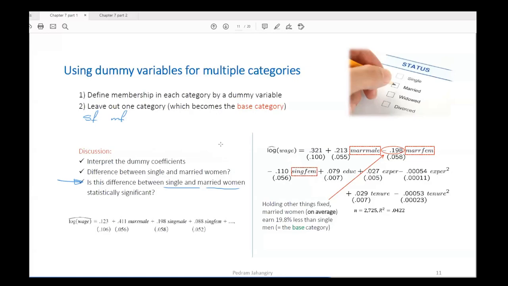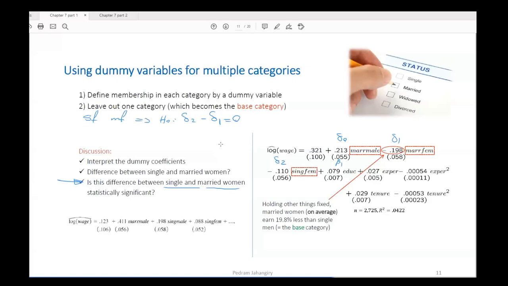So do I have single female in the model? Yes. So let's give the coefficients some proper names. I have delta 0, delta 1, delta 2. Why am I using delta? Because these are dummies, right? And then the rest is beta 1, beta 2, et cetera. So basically, the null hypothesis is that the difference between single female, delta 2, minus married female, delta 1, is equal to zero. So this is my null hypothesis, right?